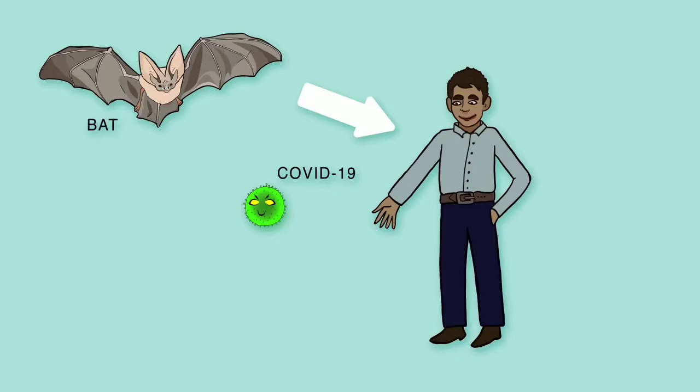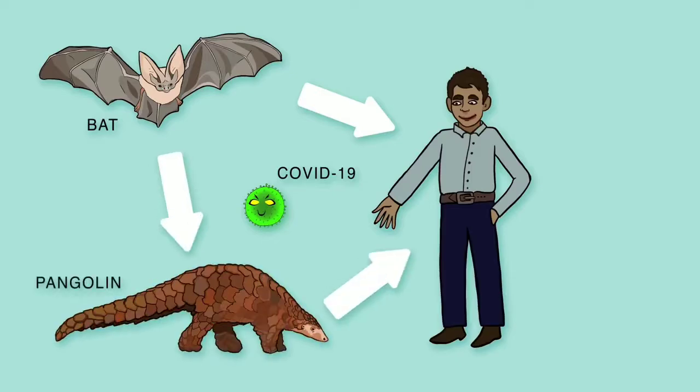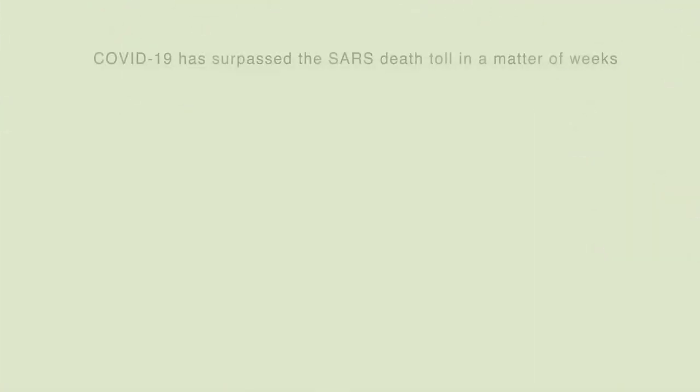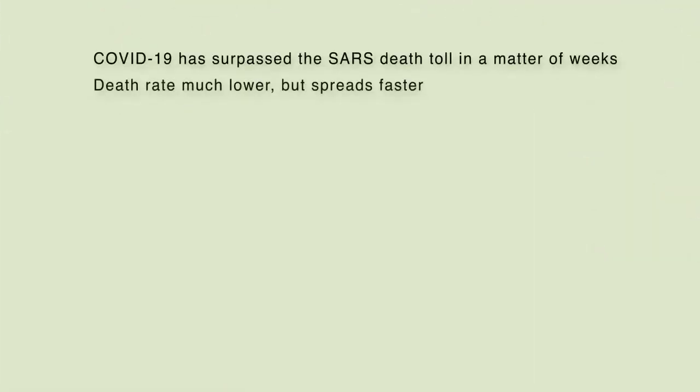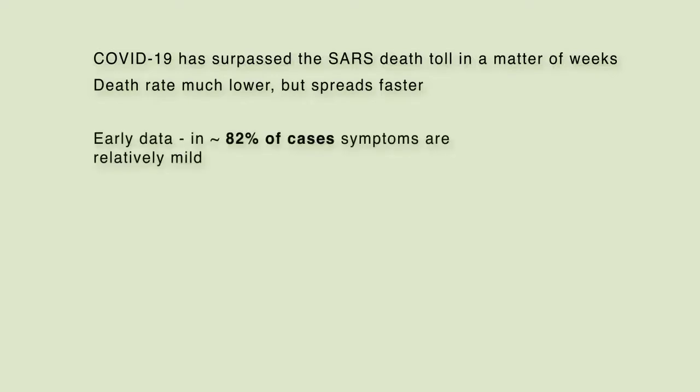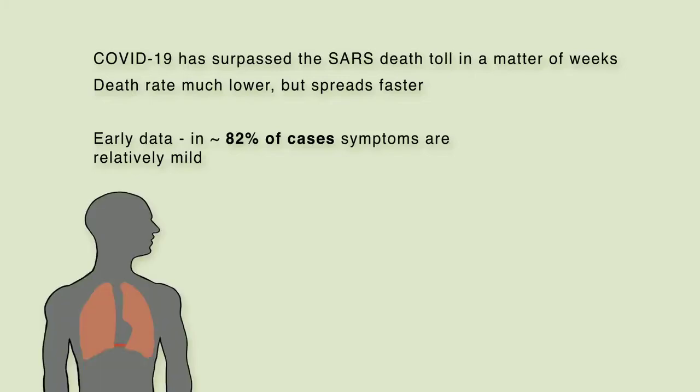It is speculated that the 2019 novel coronavirus, or COVID-19, originated in bats and was transmitted to humans, possibly with pangolins as an intermediate host. Unfortunately, COVID-19 is now spreading from human to human as well. COVID-19 has surpassed the SARS death toll in a matter of weeks. Even though the death rate is much lower, it spreads faster. Early data suggests that in around 82% of cases, symptoms are relatively mild. The illness begins and ends in the lungs.